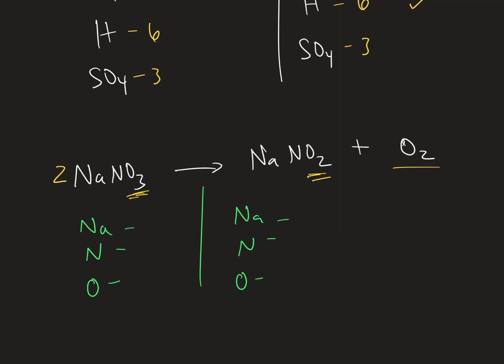So we have 6 oxygens over here. But maybe before we count oxygens, because they're messy, they're everywhere, let me just put a 2 right there. And I would have to put a 2 right here too, right? Okay. So now let's count them. We got 2 sodiums, 2 sodiums. 2 nitrogens, 2 nitrogens. 6 oxygens, we got 4 here and 2 there.